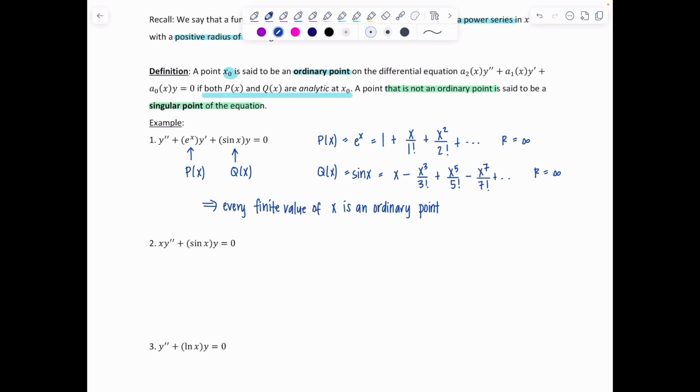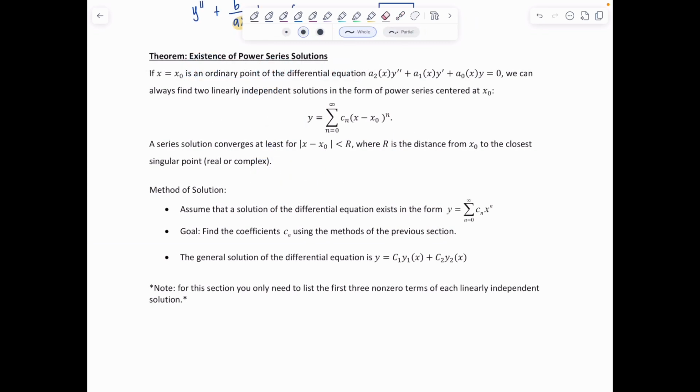Okay, very good. Now we get into a very important theorem that basically allows us to solve the differential equations of this section, the existence of power series solutions. So if x equals x naught is an ordinary point of the differential equation a2 of x y double prime plus a1 of x y prime plus a naught of x times y equals 0, we can always, we love a good always, find two linearly independent solutions, two of them. Why two? Because this is order 2, that's right.